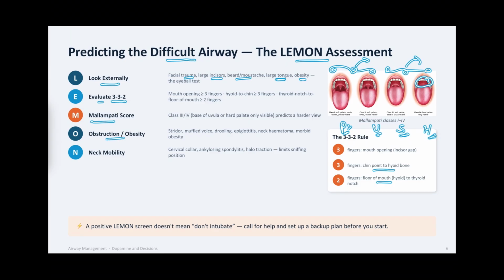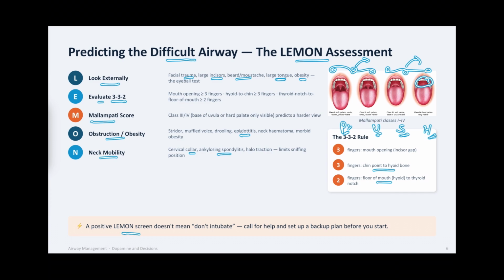Next is O. O stands for obstruction or obesity. Patients with epiglottitis, neck swellings, tumor, hematomas, or any severe obesity deserve extra caution. Finally, N stands for neck mobility. Limited neck extension due to trauma, that is because of a cervical collar, or patients with ankylosing spondylitis, or patients who have had previous cervical spine surgeries can significantly increase the intubation difficulty.